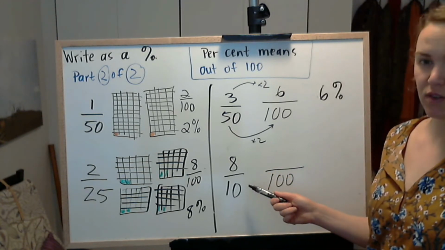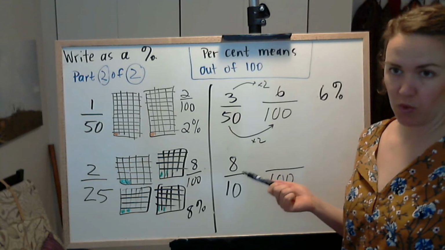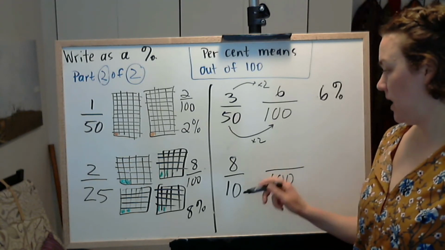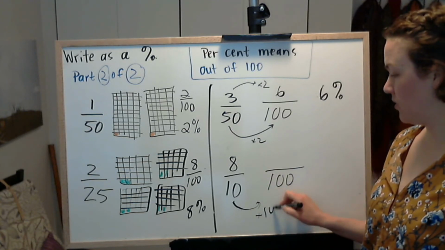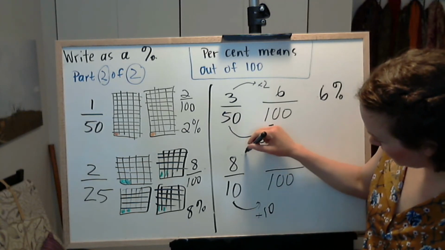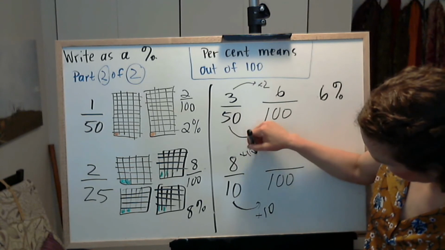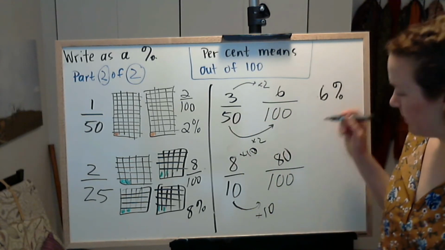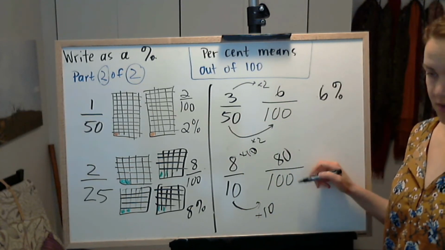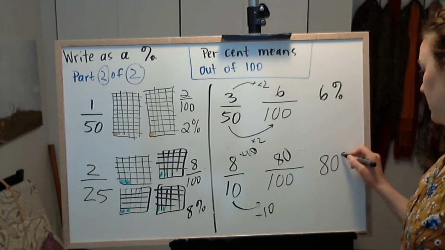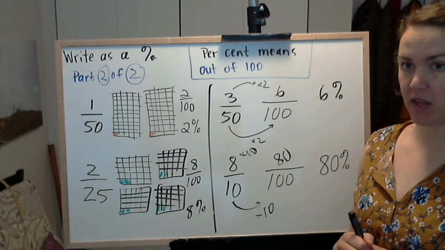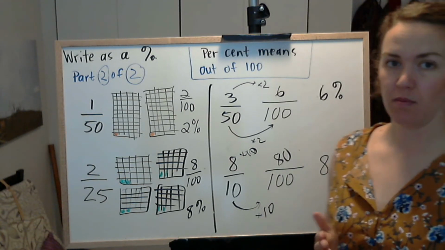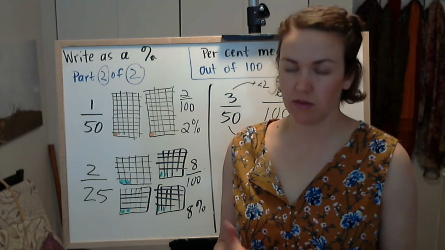8 out of 10, you might already be used to this from quizzes and things like that. 8 out of 10, multiply 10 by 10 to get 100. Have to do the same thing to the top, times 10. 8 times 10 is 80. 80 out of 100 is 80%. Okay, so that's how to calculate percentages. You make the number out of 100 and then you have a percent.